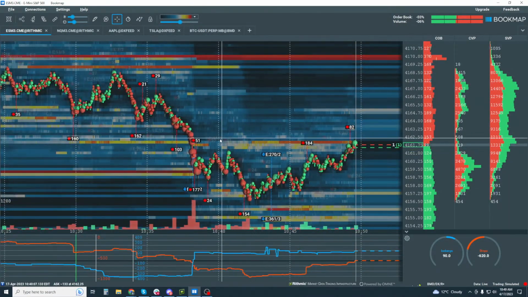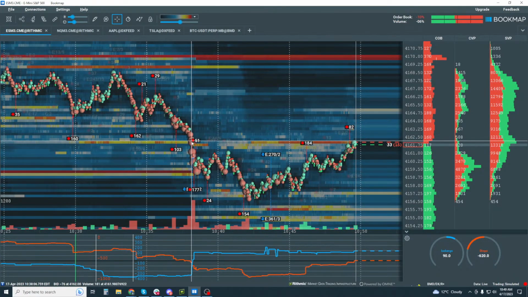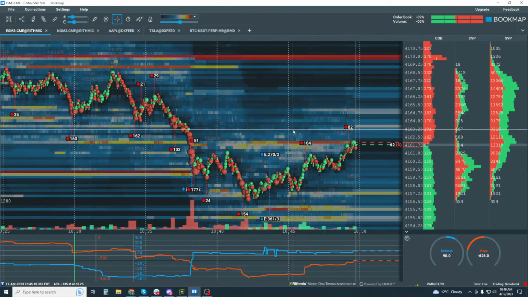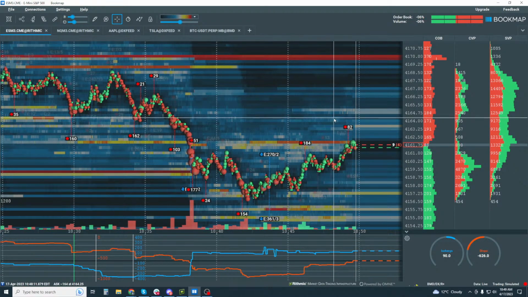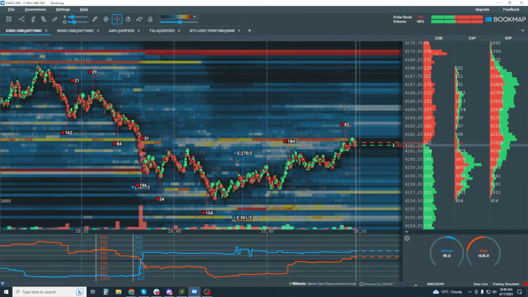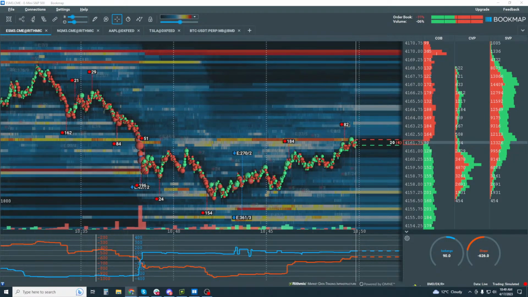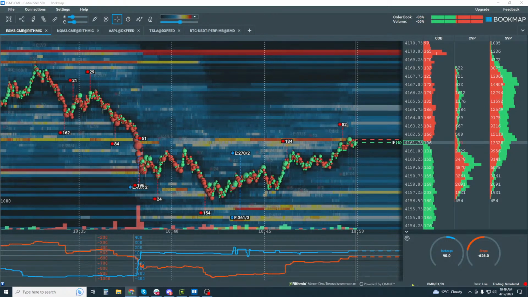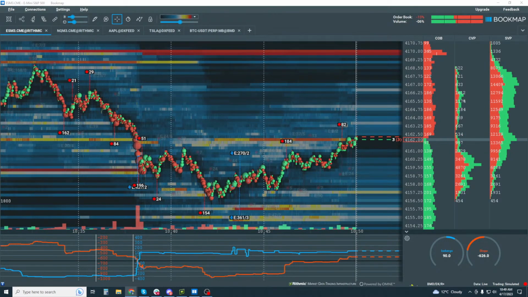So this is our area here. We want to see the buyers above it. Or the low volume scalp from here. You're looking for that exhaustion or complete absorption at this area here.